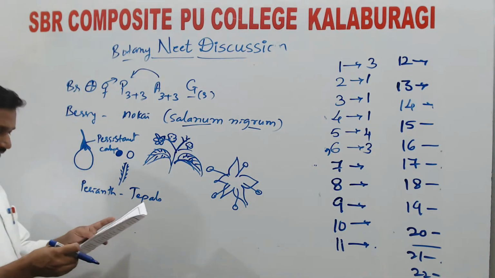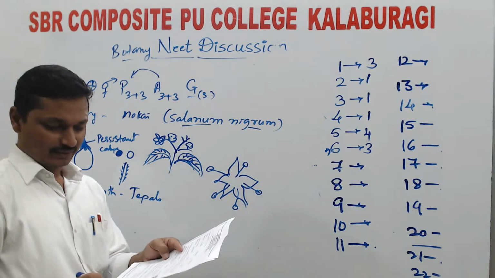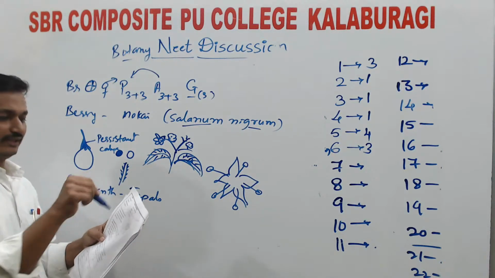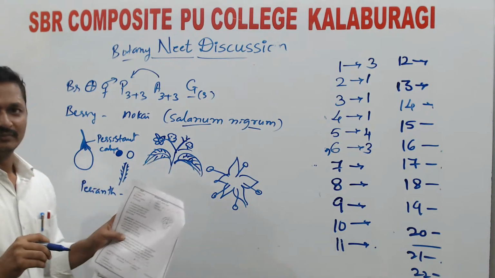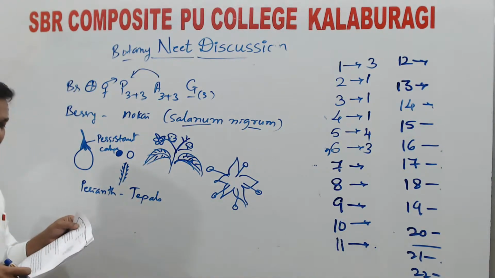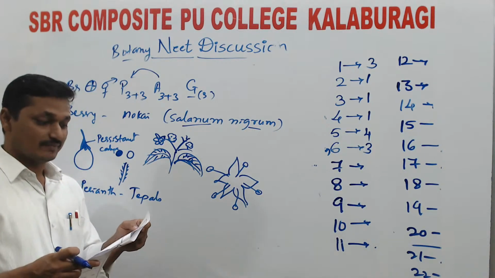Question number 7. Which of the following is mismatched with respect to plants and their economic importance? As I mentioned, plants should be on the opposite side. This side plant should be there, this side economic importance. They are asking source of food. Tomato, brinjal, potato are the source of food. They belong to Solanaceae. It is correct, not the mismatched one.